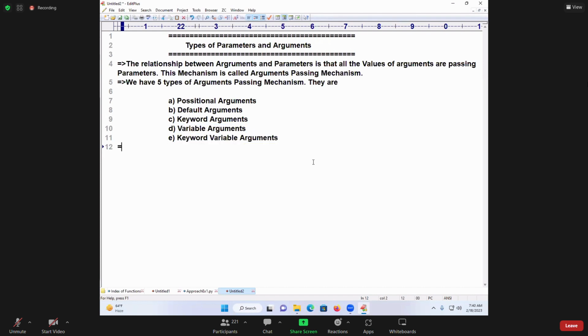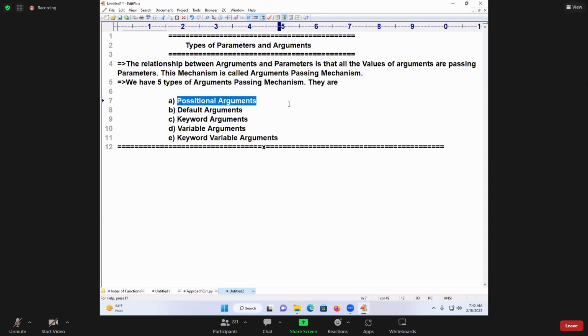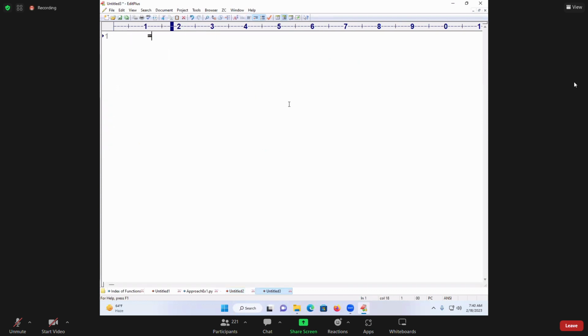And this we want to discuss one by one. So let us start with the positional arguments concept. I will write it. So what is happening in this positional arguments concept? Very, very easy. Let's start with it.